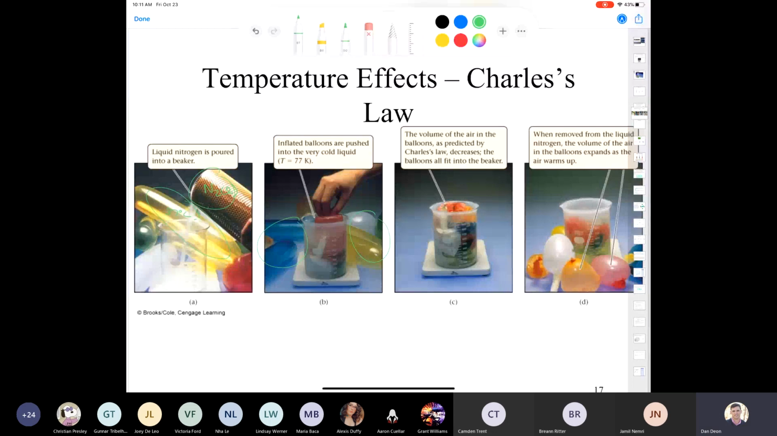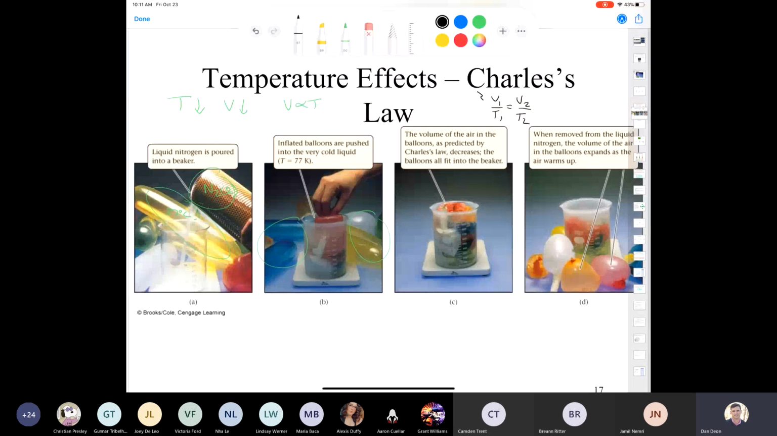So what's going to happen is as the temperature drops, the volume is going to drop, because we know that volume and temperature are proportional to one another, right? We just wrote Charles' law: V1 over T1 is equal to V2 over T2. When you pour that cold liquid nitrogen, you can see the volume of the gas goes down. The volume of the air in the balloons, as predicted by Charles' law, decreases. All the balloons can fit into the beaker.